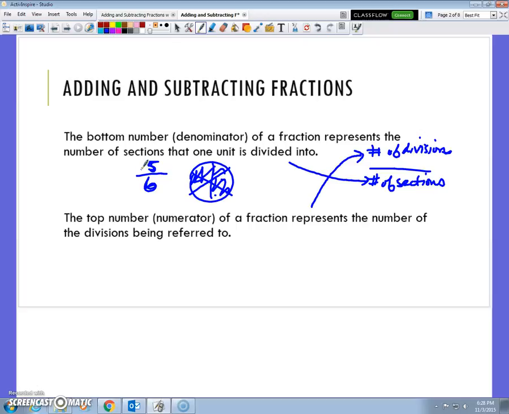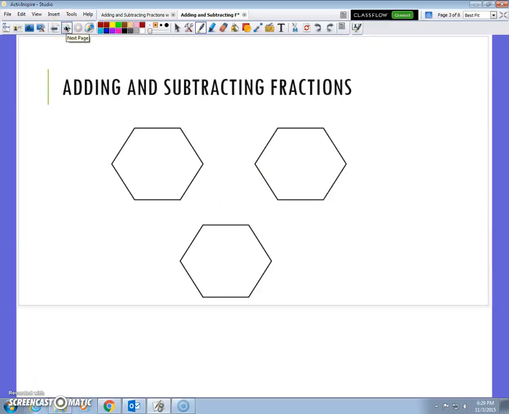Okay, so if we're talking about like 7 of the 6, if we have something divided into sixths, there would actually be 7 of them, 7 of the sixths of the one unit. So let's just take a look here. Learn some fractions. Okay, adding and subtracting fractions.